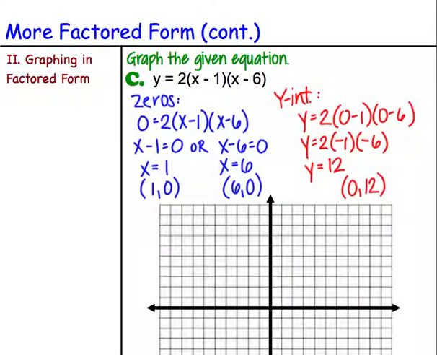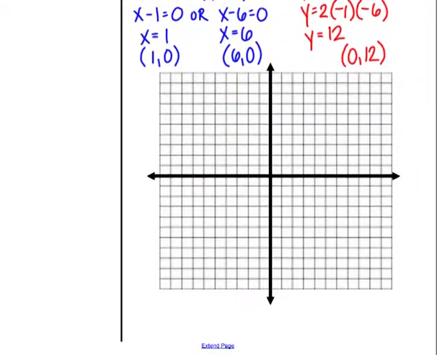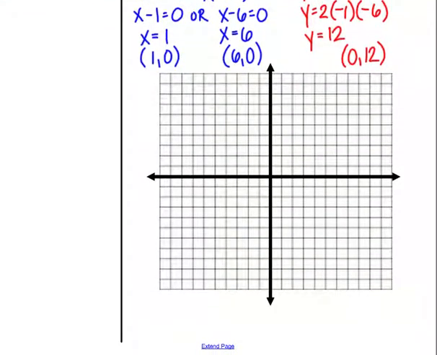So now let's go ahead and plot this information. And remember, once again, because we don't know the vertex yet, we are going to have to be sketching this out. So let's start off here. We got (1, 0) and (6, 0) for our zeros. And (0, 12): 1, 2, 3, 4, 5, 6, 7, 8, 9, 10, 11, 12. So 12 is our y-intercept.